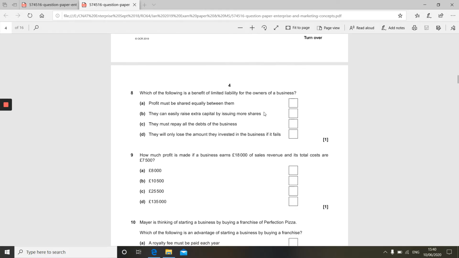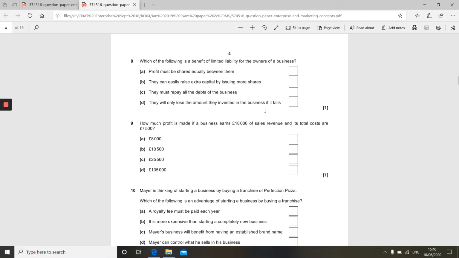Okay. Number 8. Which of the following is a benefit of limited liability for the owners of a business? So think back and remember what limited liability is. And if you can't remember, limited liability is where you would only lose how much you've invested in a business. So in this case, investors are likely to be shareholders and they're only going to lose how much they've invested. So what would be a benefit of that? Have a look through some of the distractors that you've been given there and decide which one is the best option.